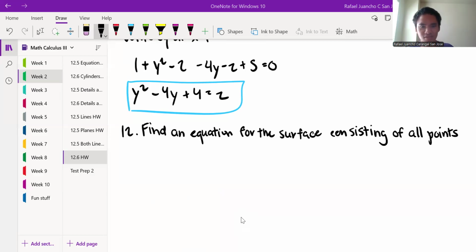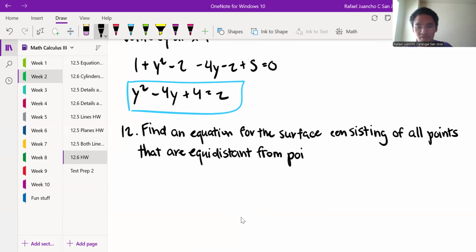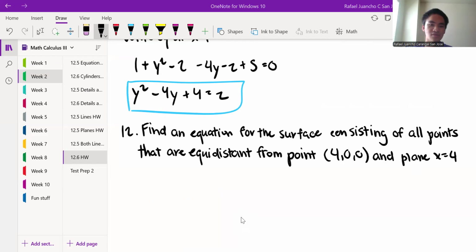Of all points that are equidistant. Oh, now this one's interesting. So here, we want to find the equation of the surface. We're not just identifying, but we're trying to find an equation given points. From point, so we have 4, 0, 0, and the plane x equals 4. Great. So how do we do that? I don't know. I'm going to look at it.